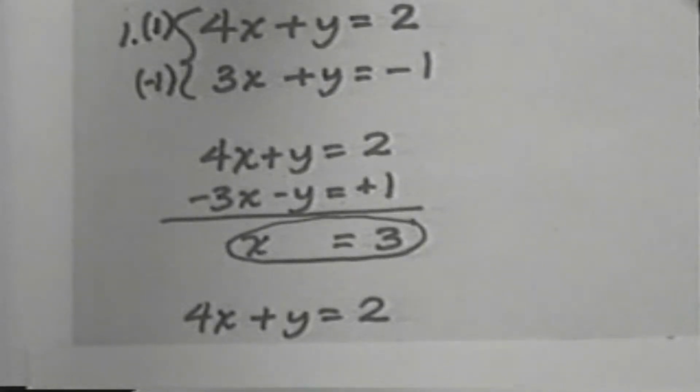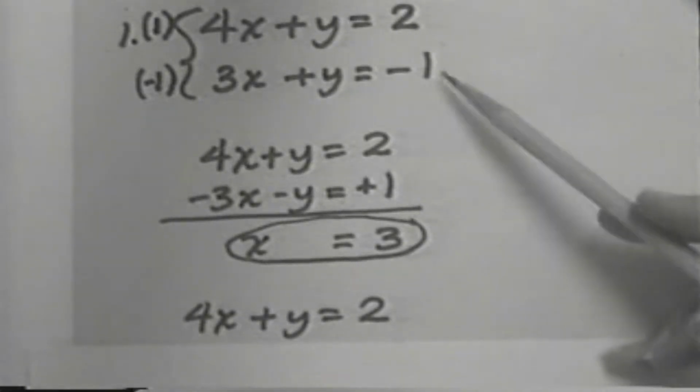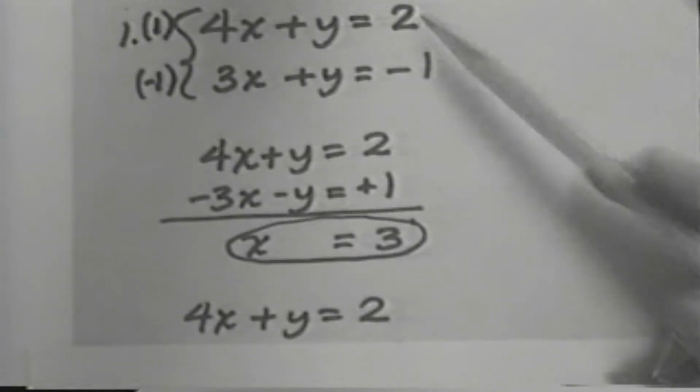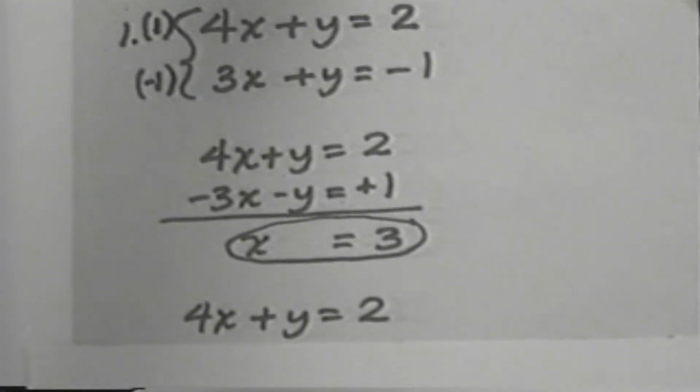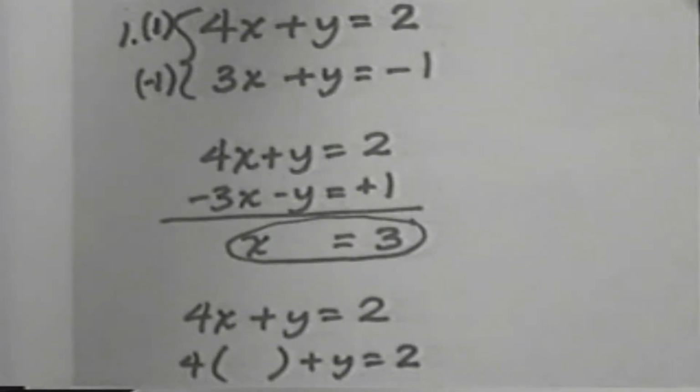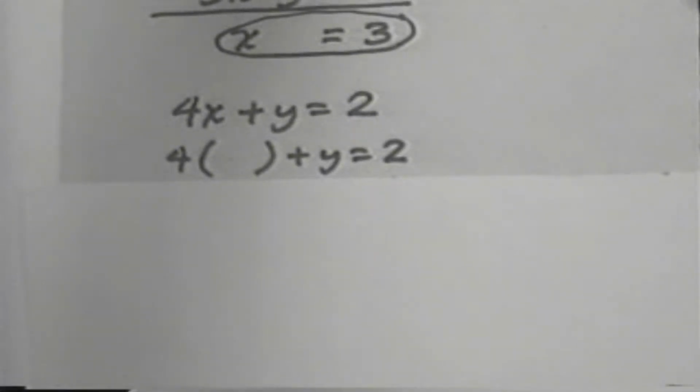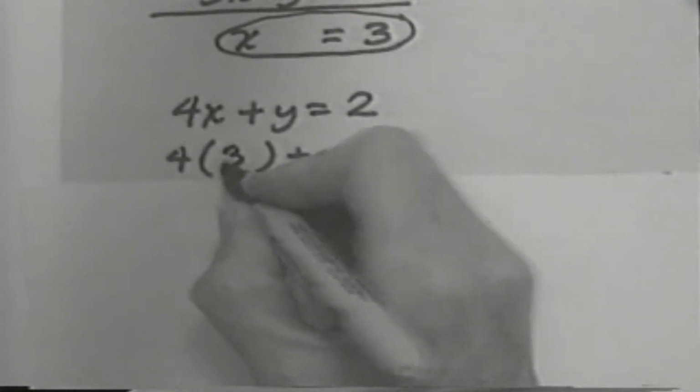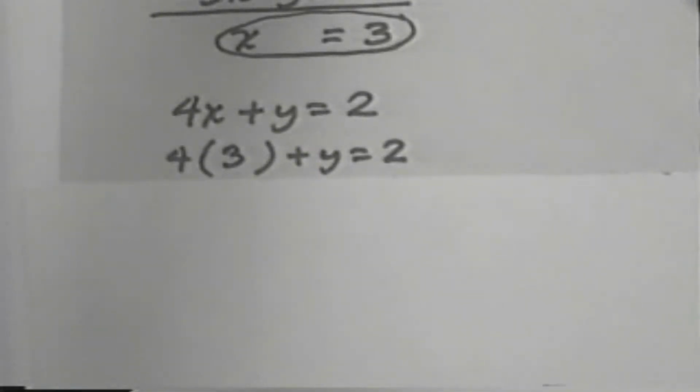I'll reiterate, you may use any of the equations in the problem that involve both x and y. And I've simply chosen the first one. Well, then that means that we'll take 4 times the x value. Our x value is 3, plus y equals 2. So we'll fill in 3 for the x, and then work it out.